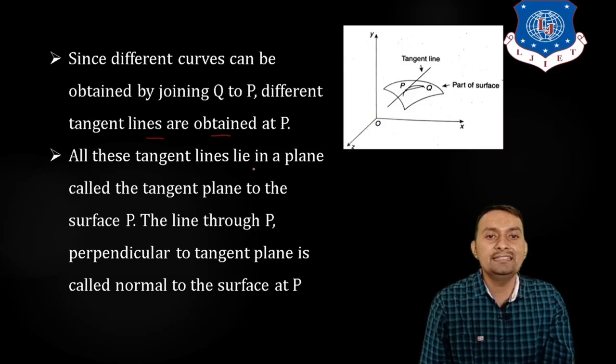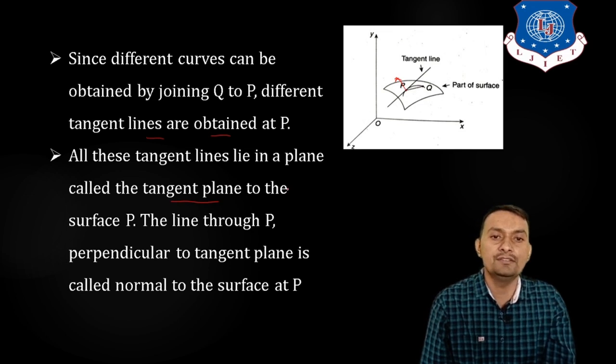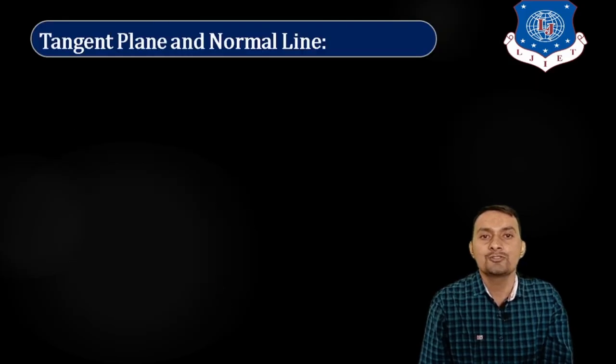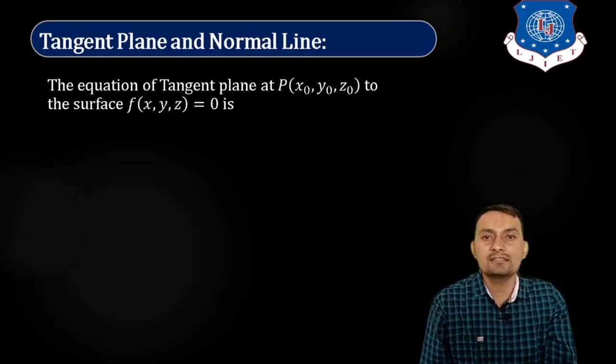And all these tangent lines lie in a plane, and that's why it is called the tangent plane to the surface at P. And the line passing through P perpendicular to this plane is known as the normal line to the surface at P. So let us understand the first method, tangent plane and normal line.